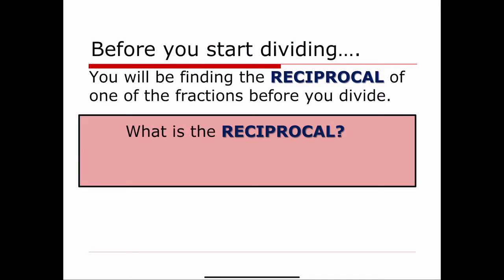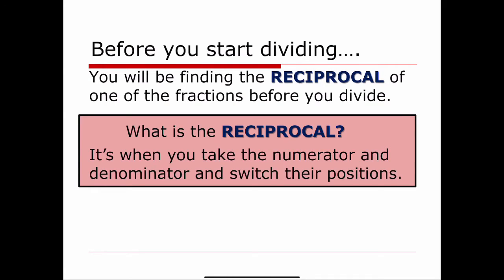Just to review here, what is the reciprocal? It's when you take the numerator and denominator and you switch their positions. So right here, if I want to find the reciprocal of 5/8, you're going to put the 5 in the bottom and take the 8 and put it in the top. That's all you have to do. So look at this animation right here. The 8 turned to the top and the 5 went to the bottom. Let's see that again in slow motion. So you got 8/5. And that's it.